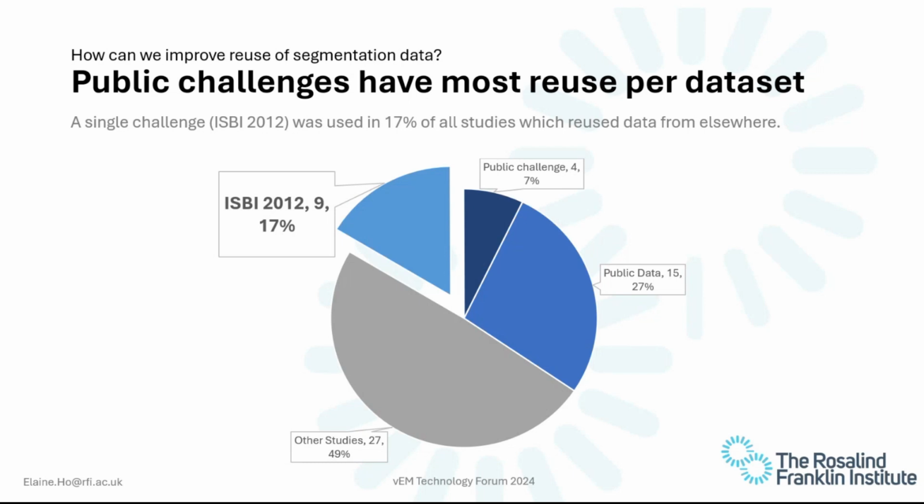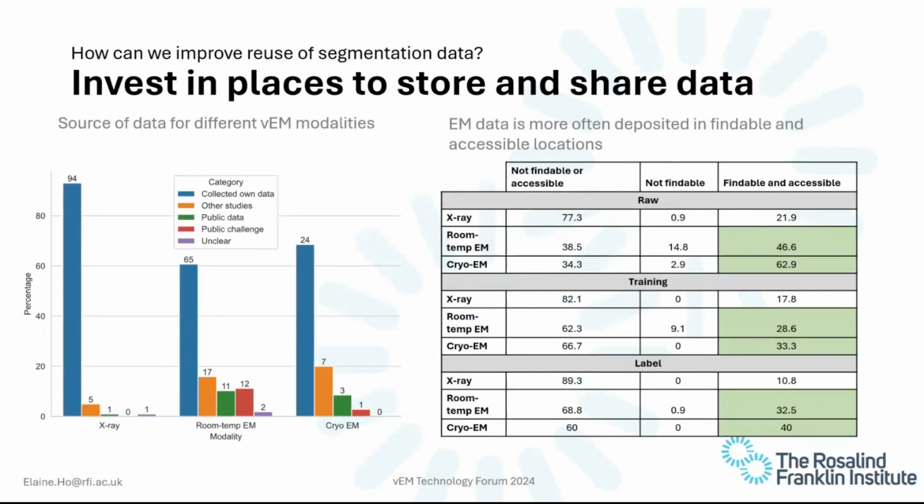And this comes from the connectomics field, where they have very clear performance metrics on how they evaluate their data. And the last thing we can do to improve our reuse is investing in places to store and share our data. Learning from the different volume EM modalities, we find that the EM group has much higher rates of data reuse than X-ray. And they also have much higher rates of depositing data in findable and accessible places.